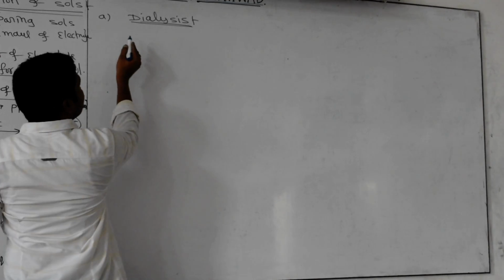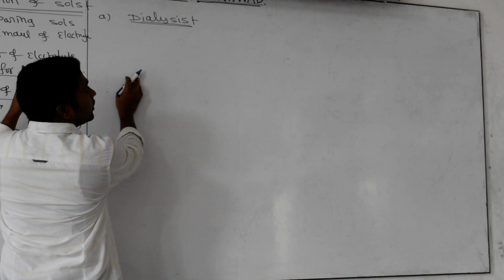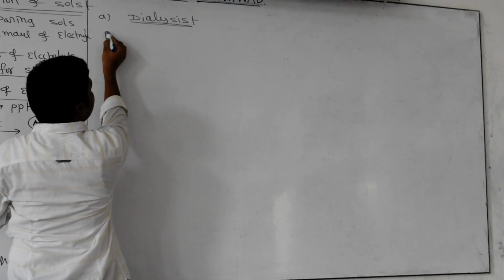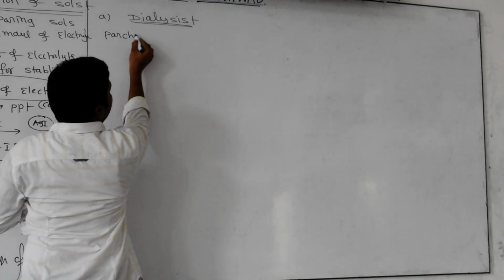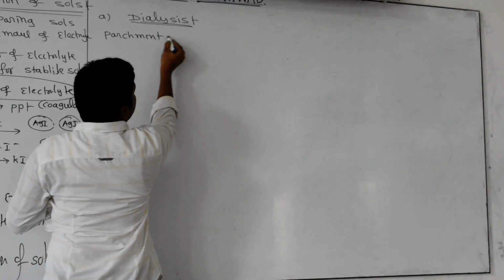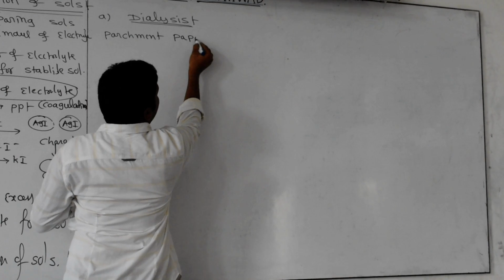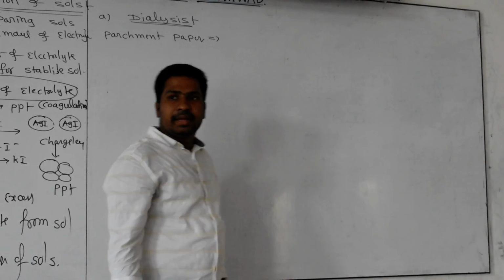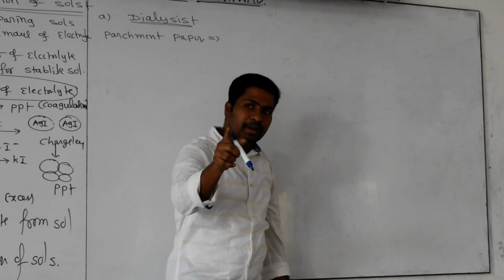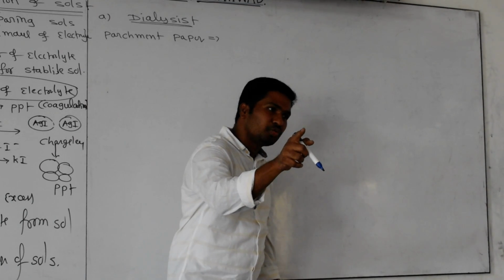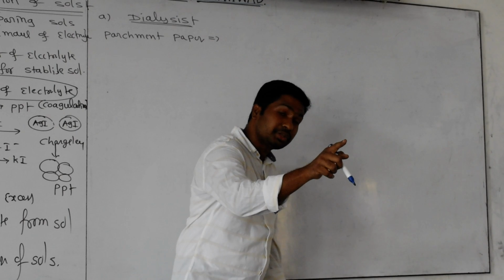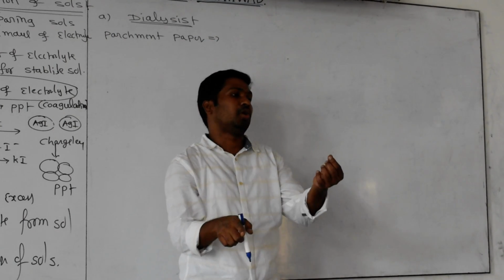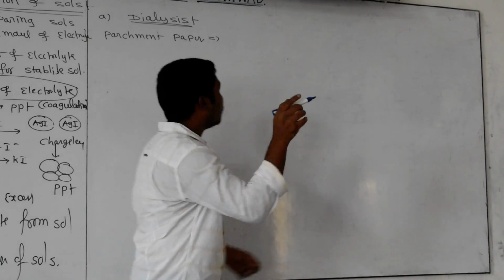Okay. Under dialysis, what is the target? Removal of excess of electrolyte. First of all, I am taking a parchment paper bag. Already you have heard this word. What is the meaning of parchment paper? It is one type of filter paper. It is highly resistant to water as well as temperature. But compared with normal filter paper, here the hole size will be small. Are you getting that? Okay.